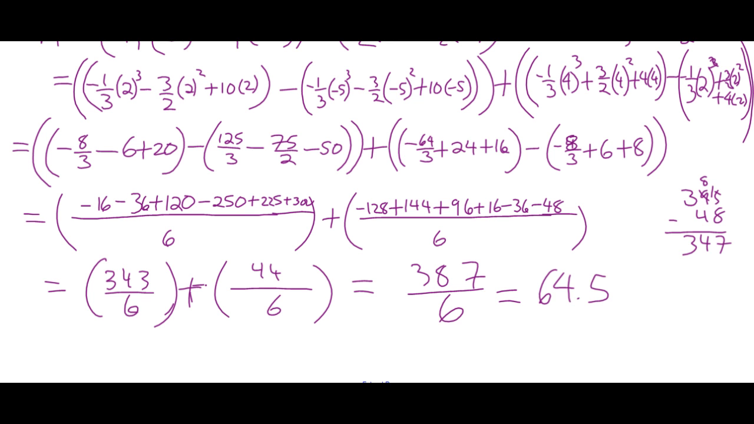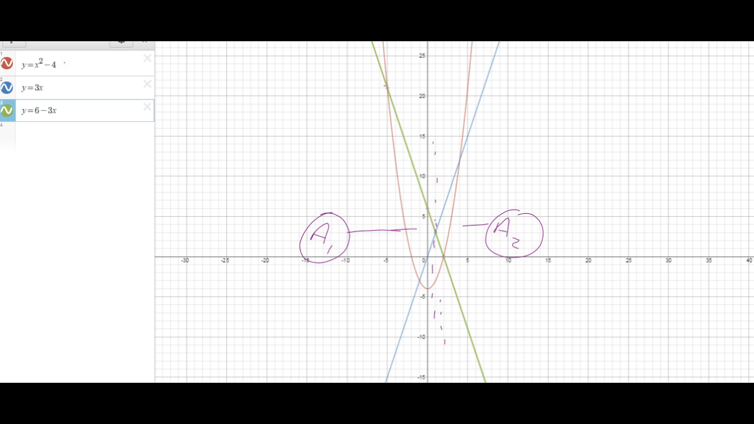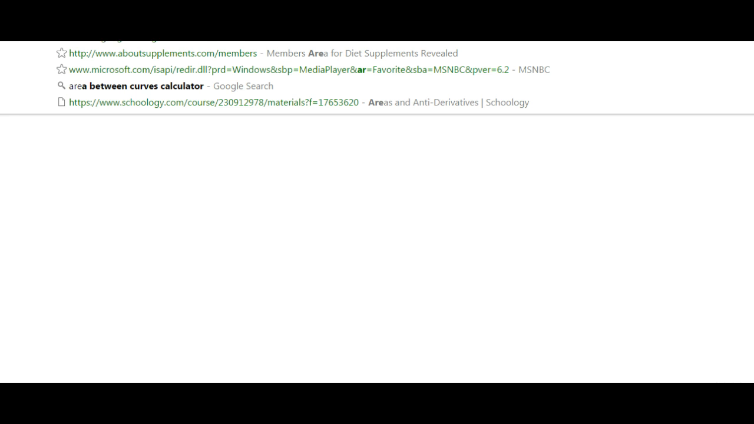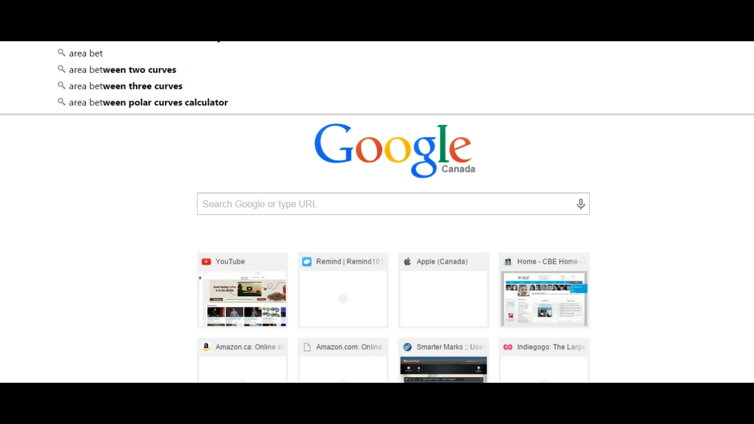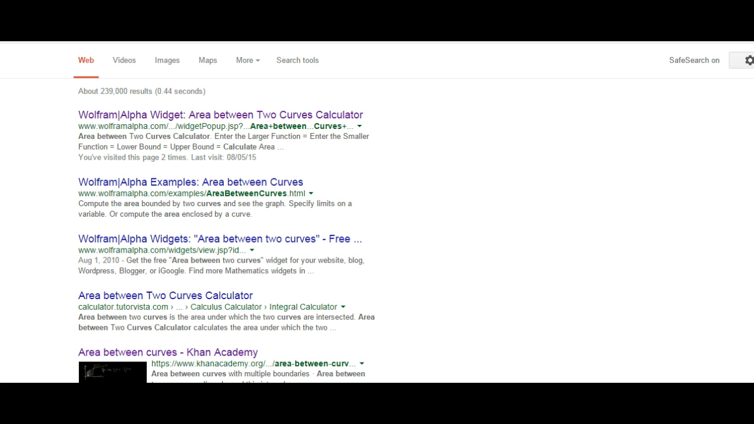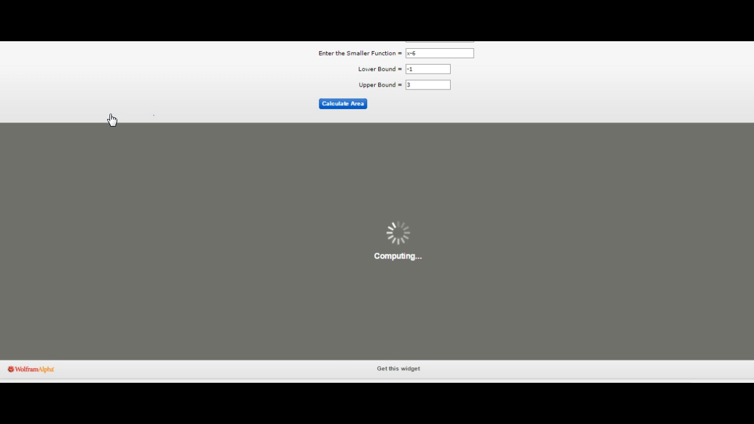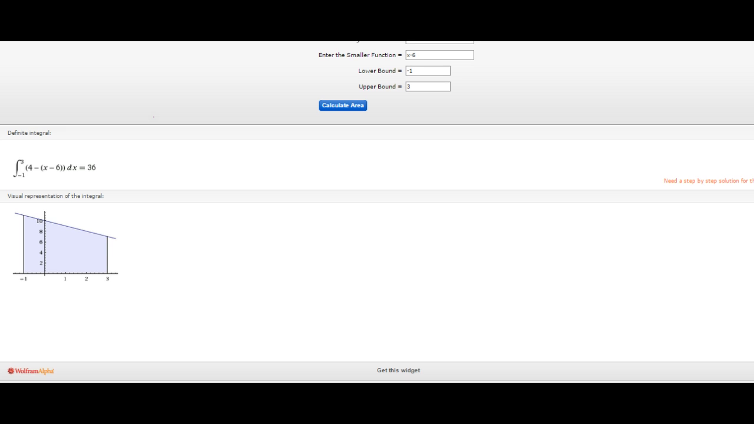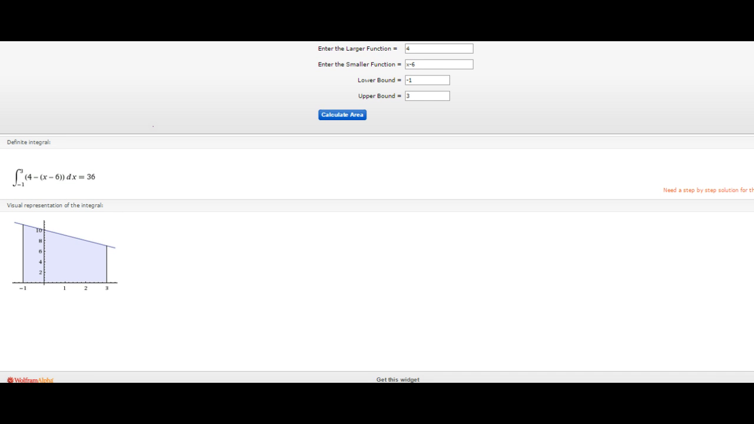Let me show you something. Control T. Oops. Area between. The area between curves calculator. Wolfram. So if you know Wolfram, there's a widget for that. There's a Wolfram Alpha widget. Let me scroll the screen slightly. Oh, I can't. All right, hang on. I'm just going to move that up.